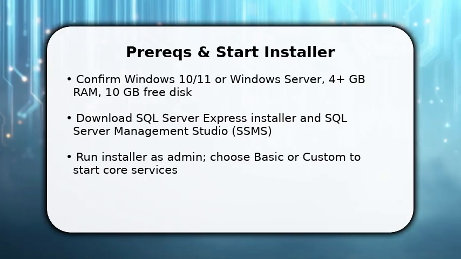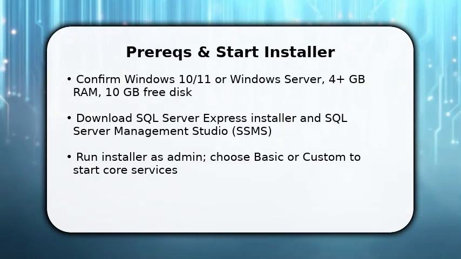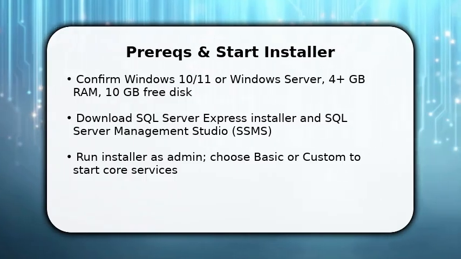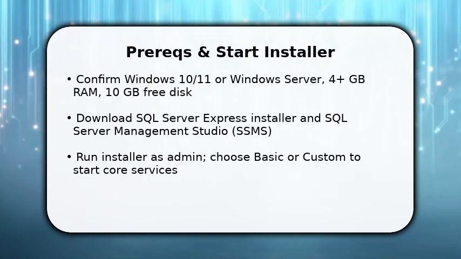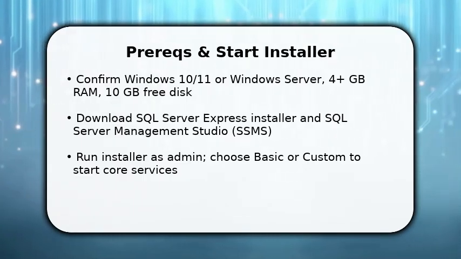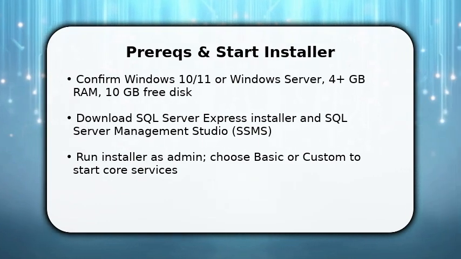Run the installer as an administrator to avoid permission issues. Choose Basic for quick setup or Custom if you want control over instances, features, and paths. Make sure Windows Firewall permits the installer actions. This step starts the process and lays down the core engine you'll configure next.